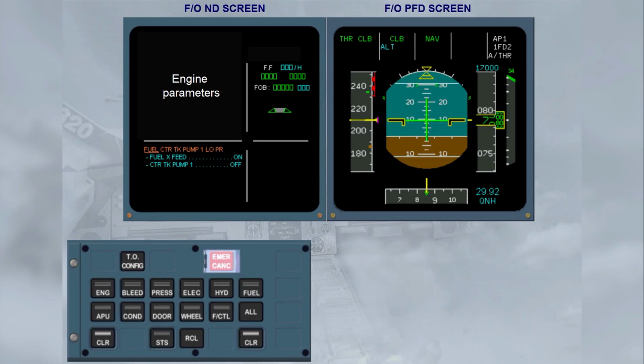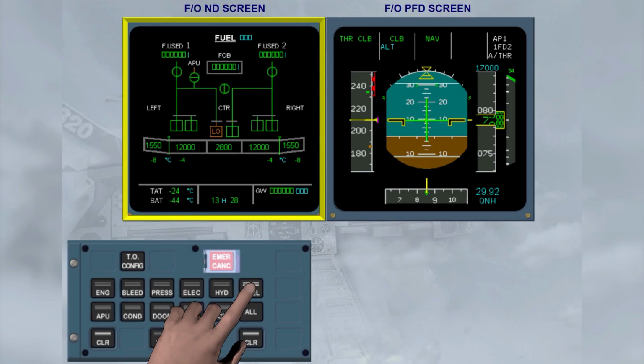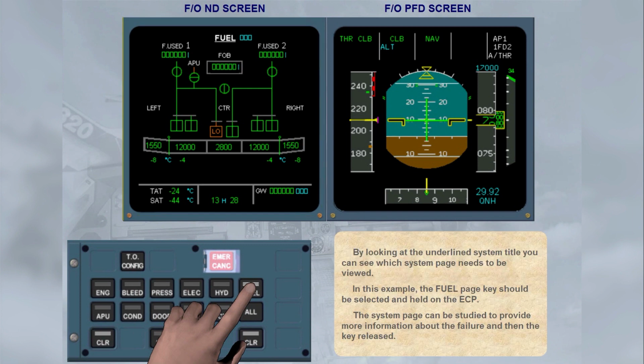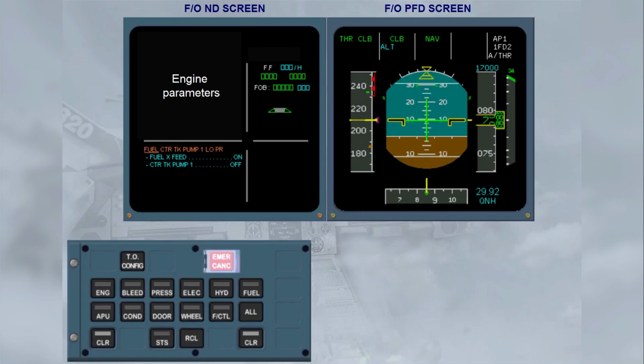By looking at the underlined system title, you can see which system page needs to be viewed. In this example, the fuel page key should be selected and held on the ECP. The system page can be studied to provide more information about the failure and then the key released. The engine warning display returns and the ECAM actions can be carried out. We will do these actions for you.